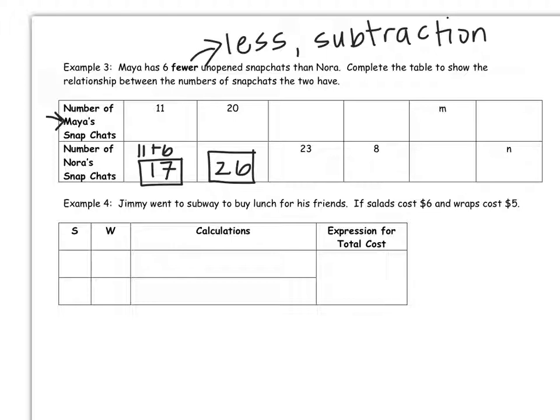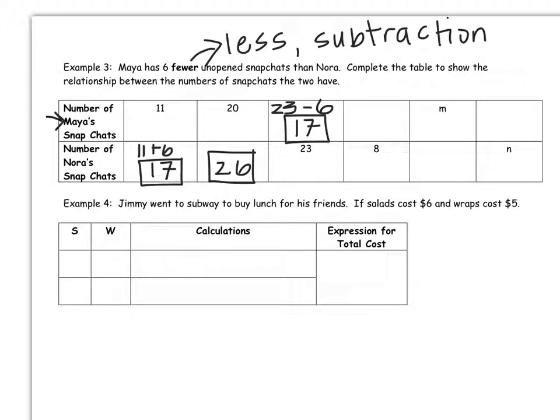All right, let's go to this one. This time we're starting with Nora. Nora has 23. And we know that Maya has fewer, 6 fewer than Nora. So what we're going to do up here is we're going to do 23. That's how many Nora has. She has more. And we're going to do 6 fewer, which is subtract 6. 23 minus 6 is 17.